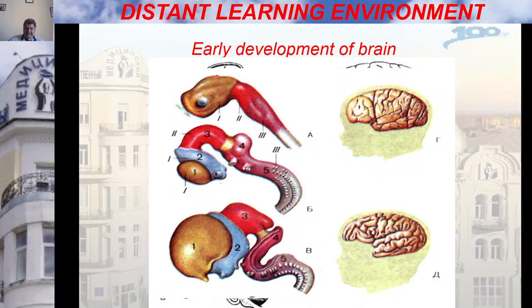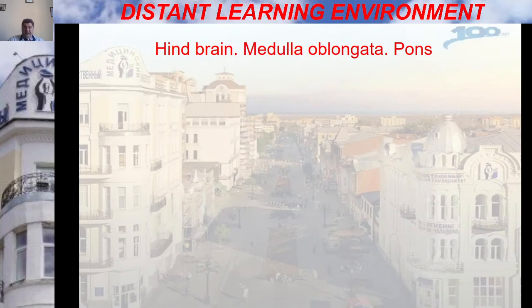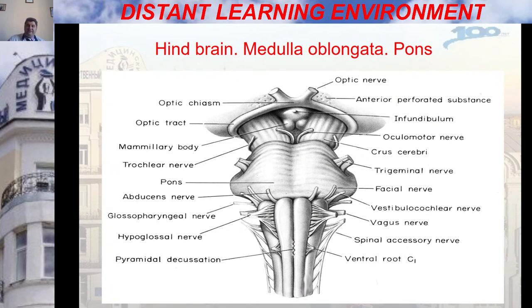So the mesencephalon and the prosencephalon constitute the cerebrum as distinct from the cerebellum. So first we'll talk about the hindbrain, and we'll talk about the medulla oblongata.